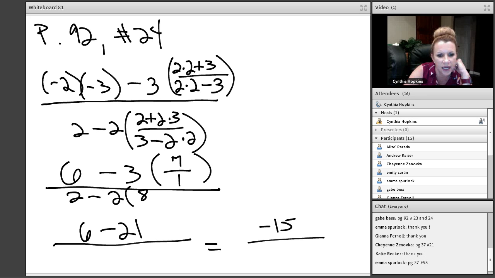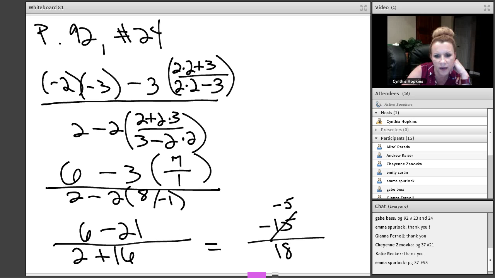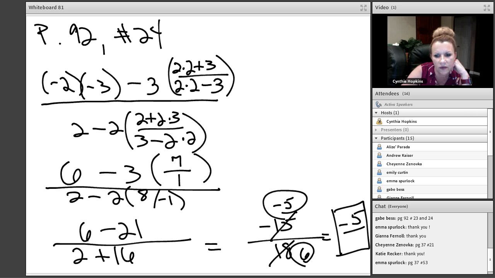I have 2 plus 6, that's 8. In the denominator, I have 3 minus 4, that's negative 1. Okay, so I have 2, and then my negative 2 times my negative 8 is plus 16. So that becomes 18, and since 3 goes into 15 5 times, but I've got a negative, let me put that so I don't forget it, and 3 goes into 18 6 times, my final answer is negative 5 over 6.